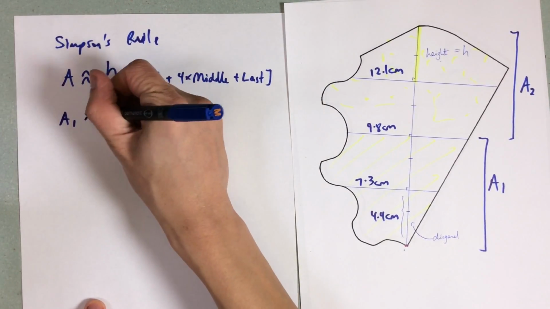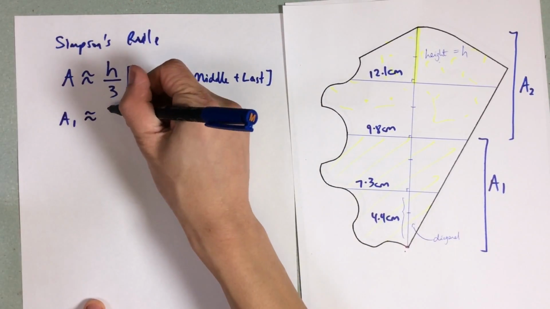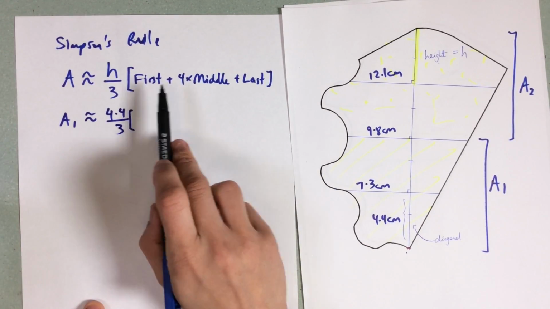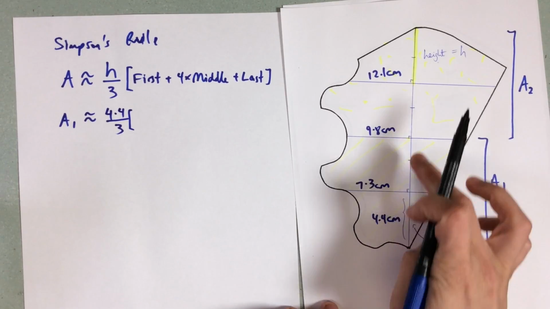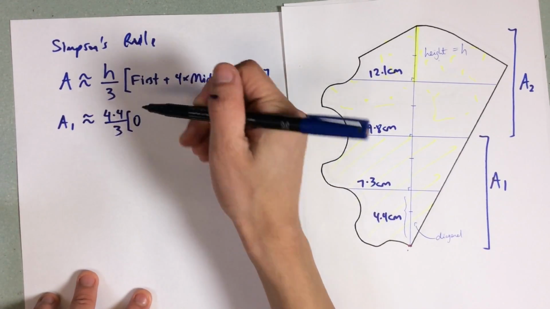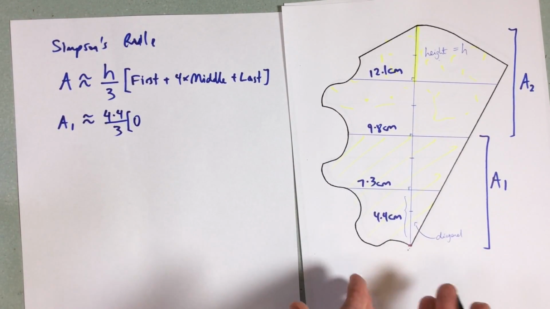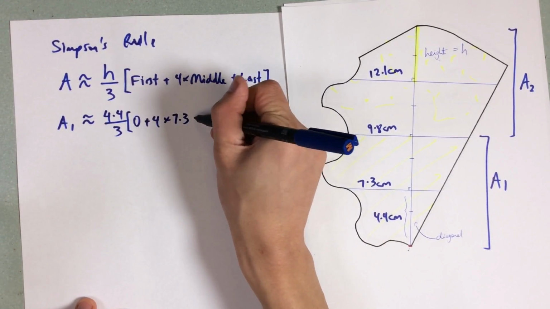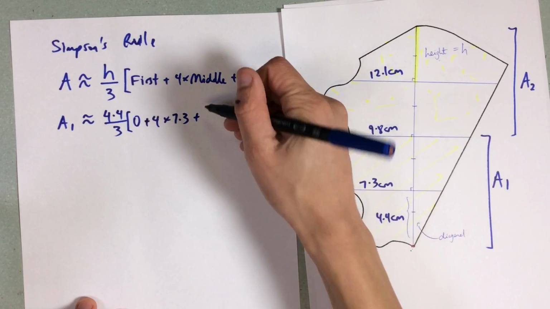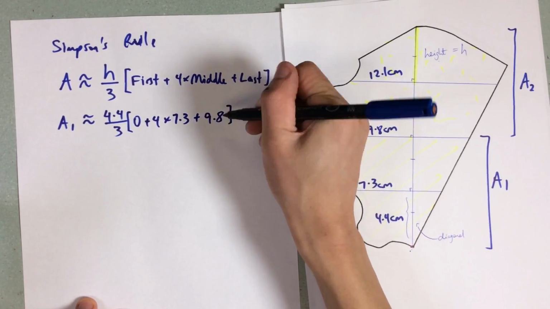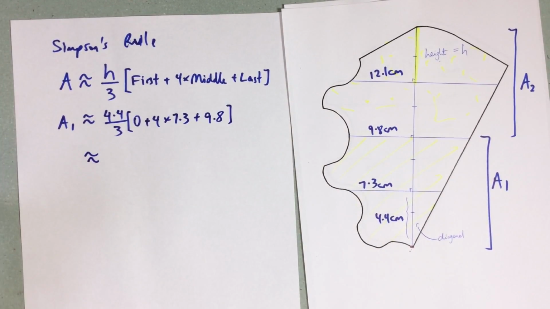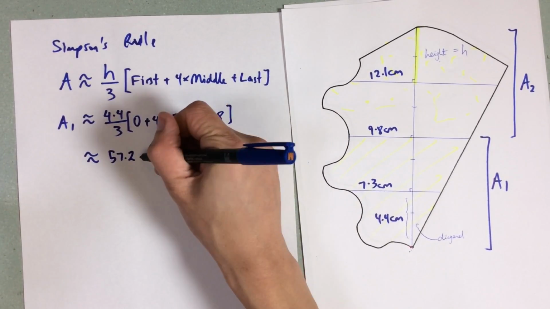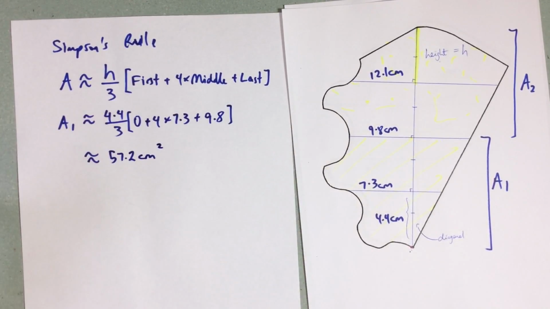A1 is approximately equal to, and my height is about 4.4 divided by 3. Then I'm going to punch in these 3 numbers that correspond to the widths here. The first width is 0 because I'm starting at this point here, plus 4 times the middle width, which is 7.3, plus the last width, which is 9.8. Now, when you throw this into your calculator, you'll get 57.2, and I'm doing this in square centimeters at the moment.